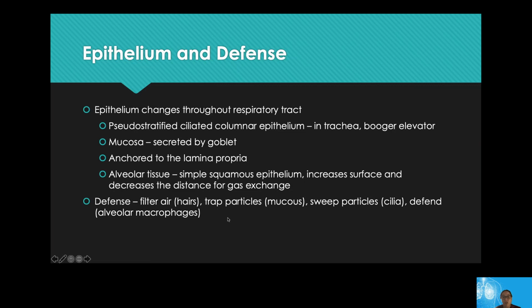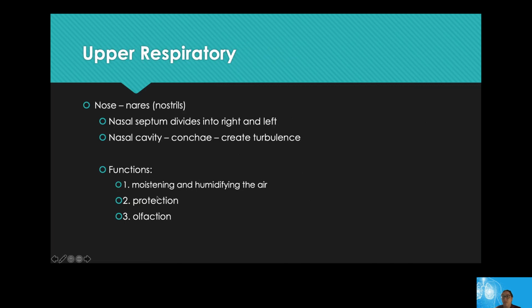Now, let's go ahead and journey into the actual organs together, starting with the nose. Air is going to enter into the nasal cavity through the nares, otherwise called nostrils. The nasal septum divides it into right and left sides. Once it enters the nasal cavity, the nasal conchae distribute and push the air in a turbulent fashion, which serves the function of moistening and humidifying the air.